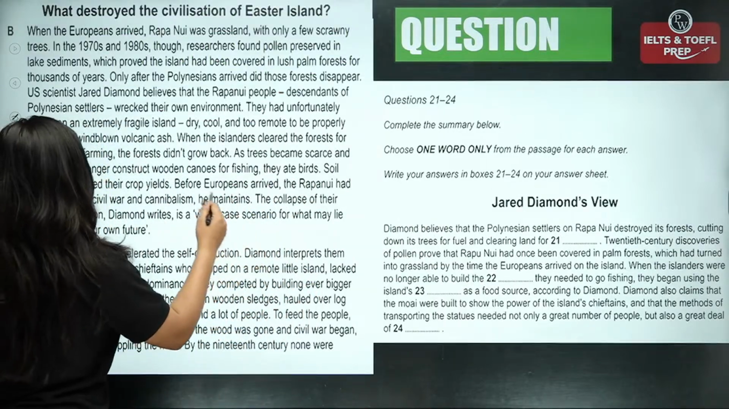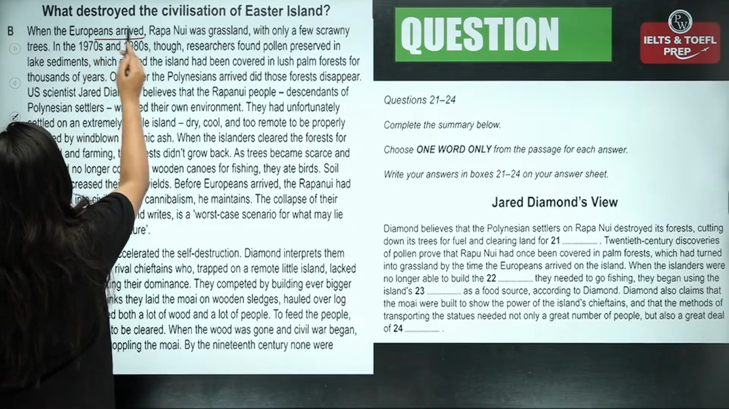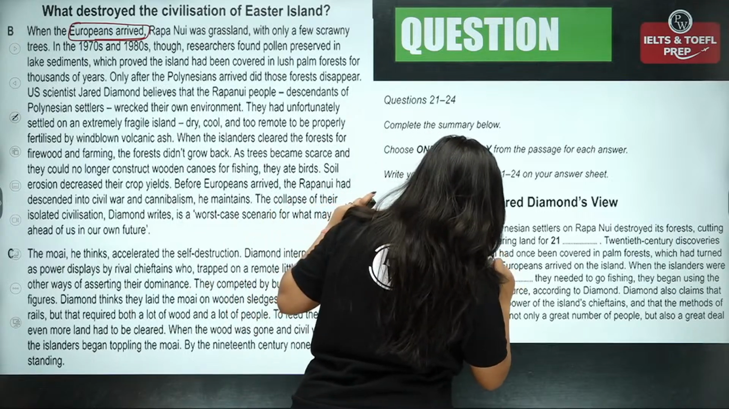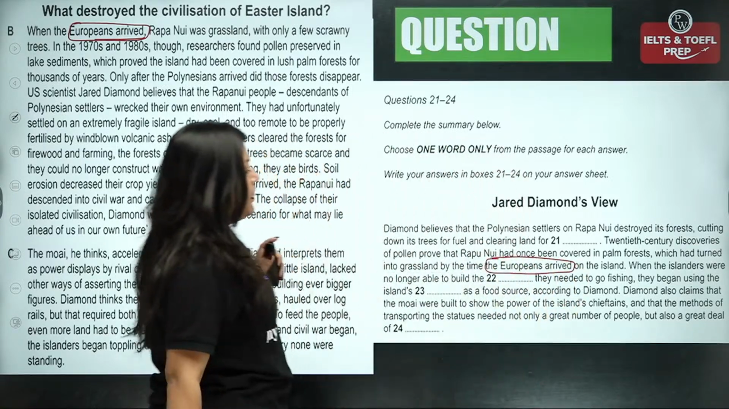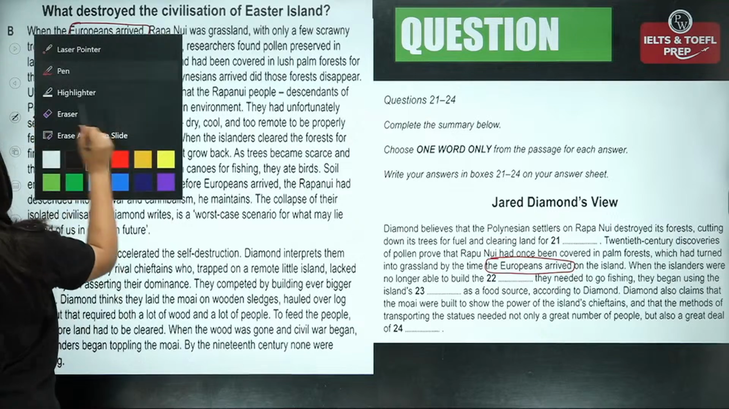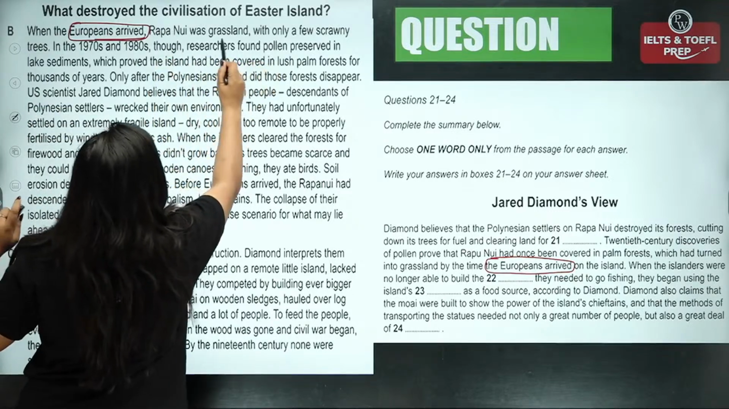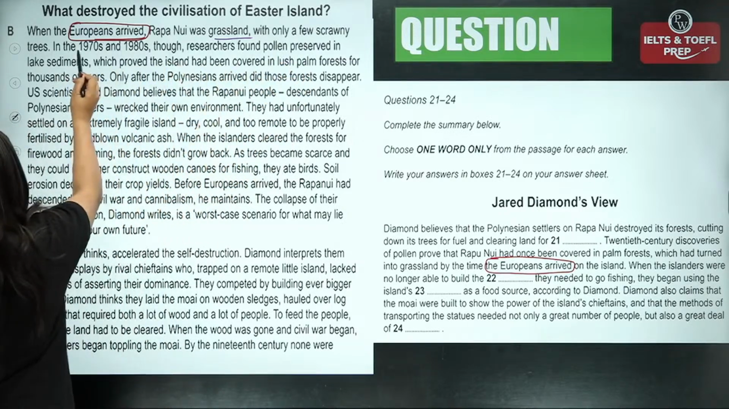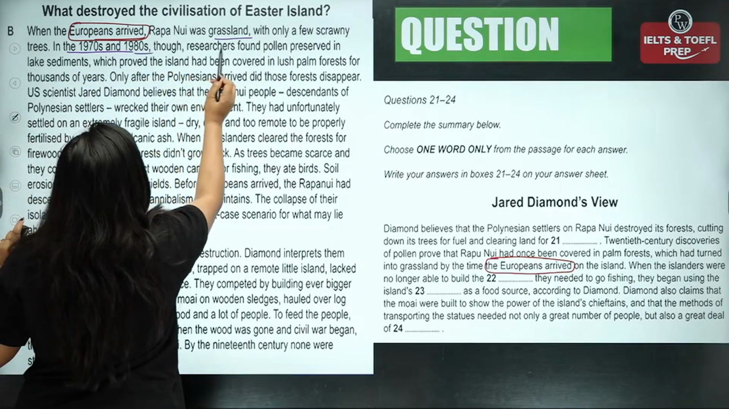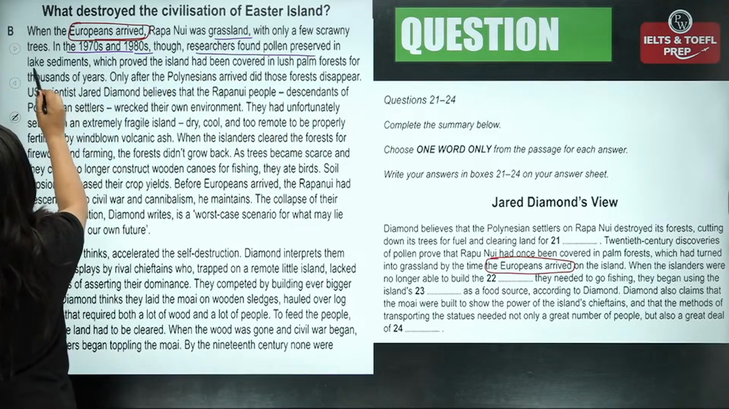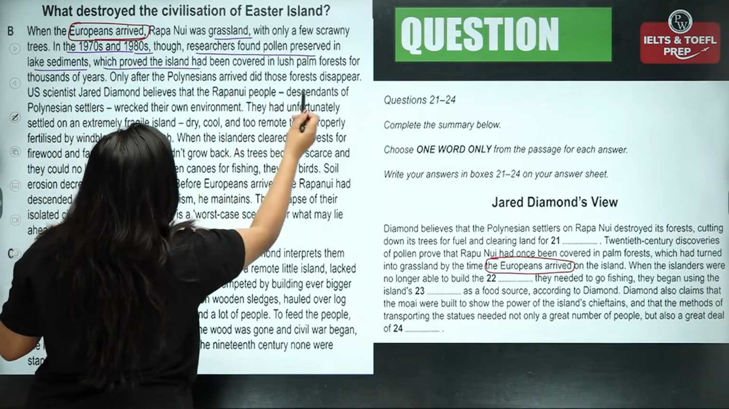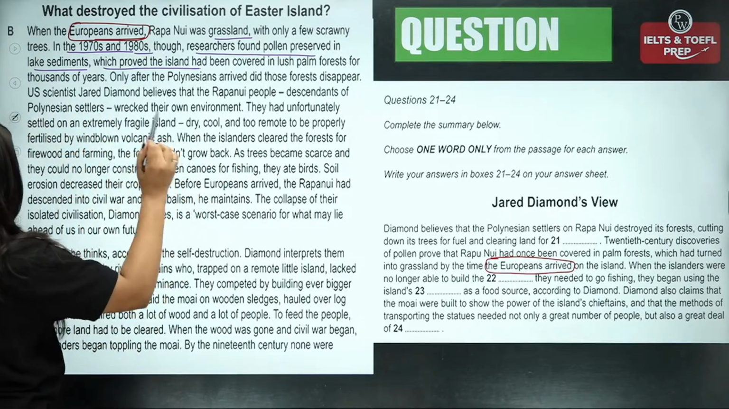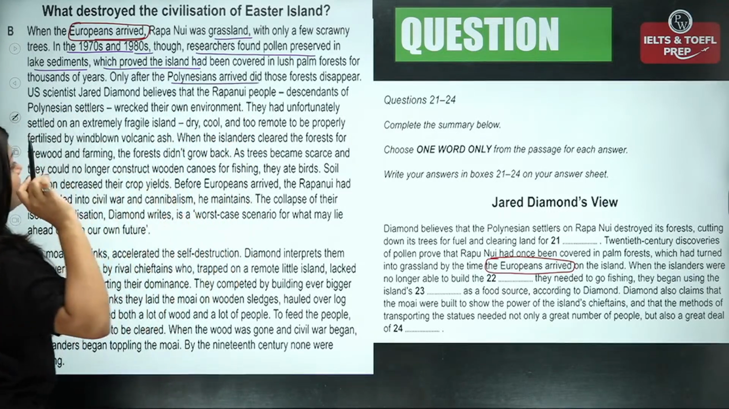Now here, let's see. Okay, when Europeans arrived, we also got it over here, the time the Europeans arrived. Got it? Now, Rapa Nui was grassland. Okay, definitely it's written in there, with only a few scrawny trees. In the 1970s and 1980s, though, researchers found pollen preserved in lake sediments, which proved the island had been covered in lush palm forest for thousands of years. Only after Polynesians arrived did those forests disappear.